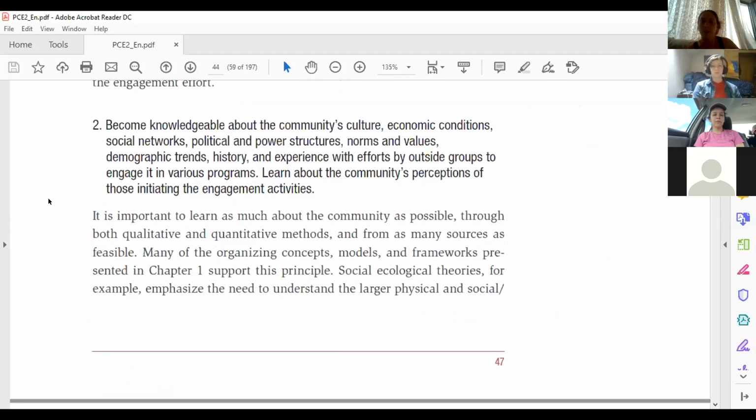Become knowledgeable about the community's culture, economic conditions, social networks, political power structures, norms and values, demographic trends, history and experience with efforts by outside groups to engage it in various programs.